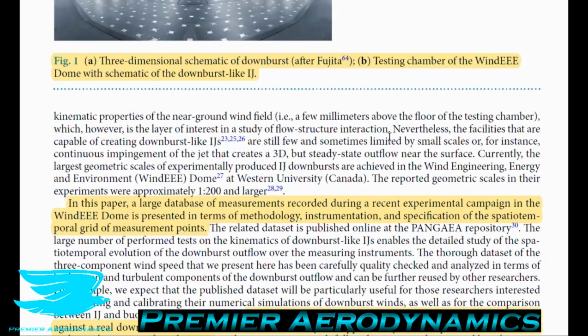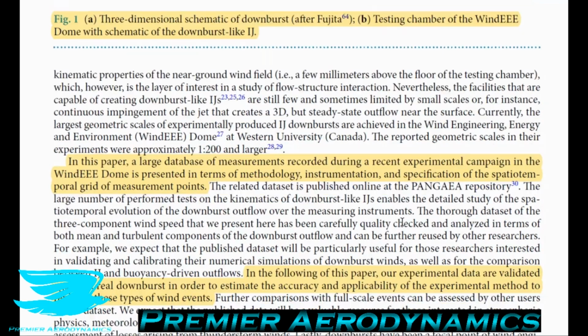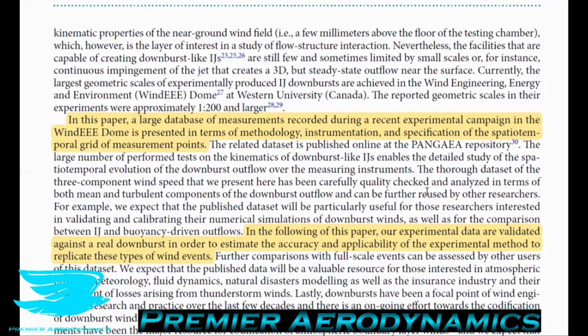In this paper, a large database of measurements recorded during a recent experimental campaign in the WindEEE dome is presented in terms of the methodology, instrumentation, and specification of the spatio-temporal grid of measurement points. In the following of this paper, their experimental data are validated against a real downburst in order to estimate the accuracy and applicability of the experimental method to replicate these types of wind events.